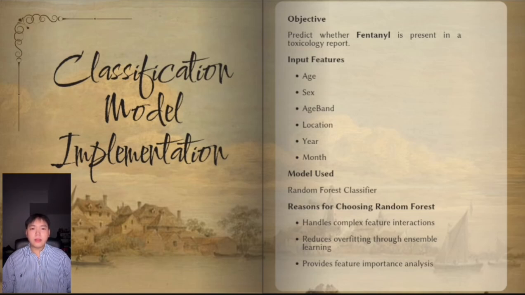Random forest is an ensemble learning method that builds many decision trees and combines their predictions. This approach has several advantages. First, it can capture complex relationships between variables. Second, it reduces the risk of overfitting. Third, it provides feature importance scores that help us understand which variables are most influential in the prediction.